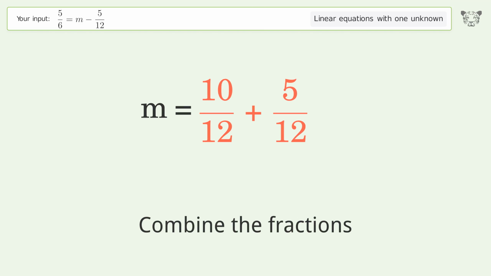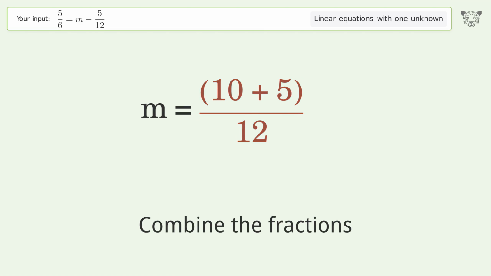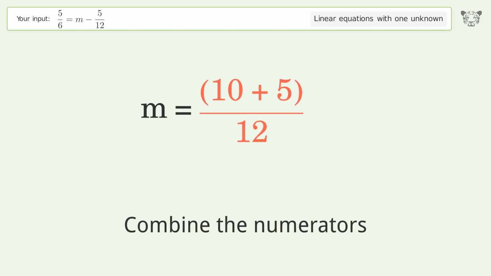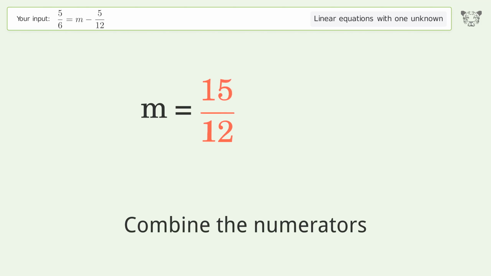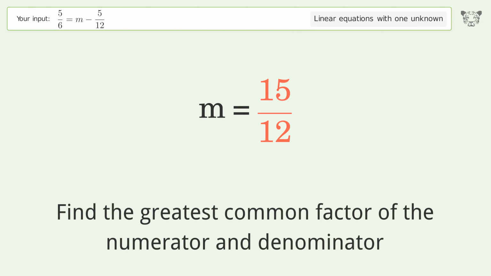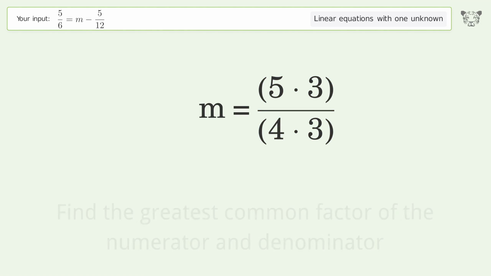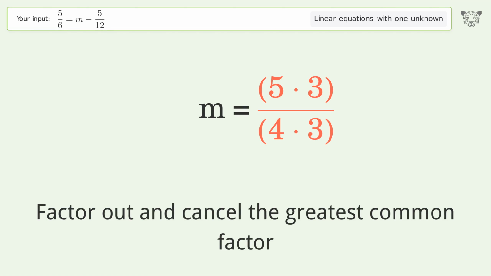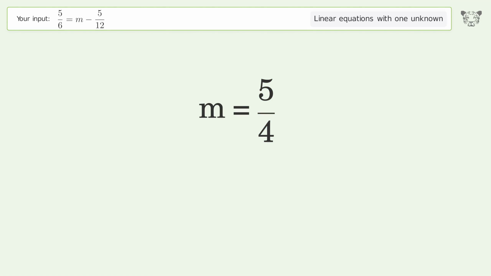Combine the fractions. Combine the numerators. Find the greatest common factor of the numerator and denominator. Factor out and cancel the greatest common factor. And so the final result is m equals 5/4.